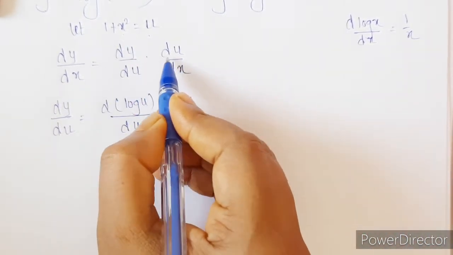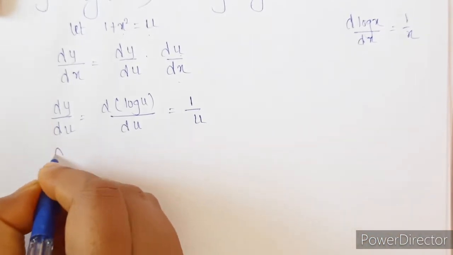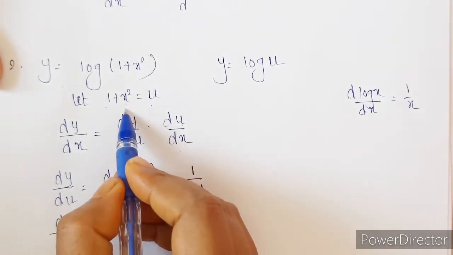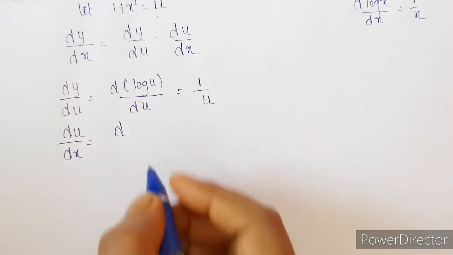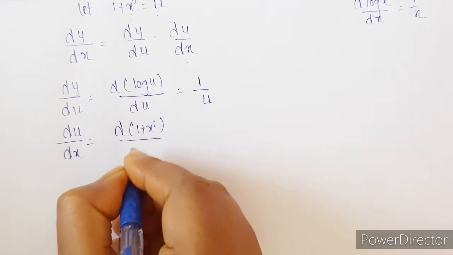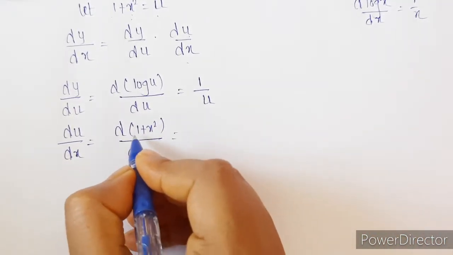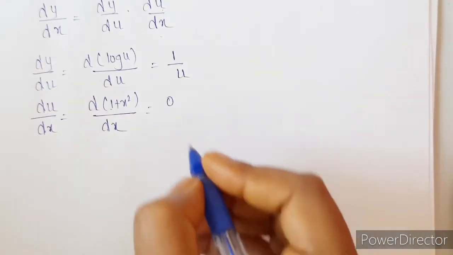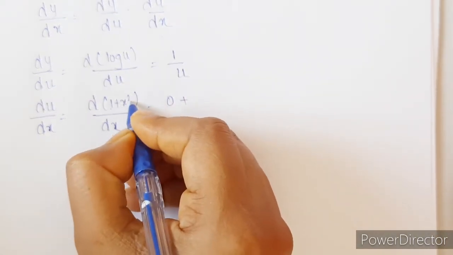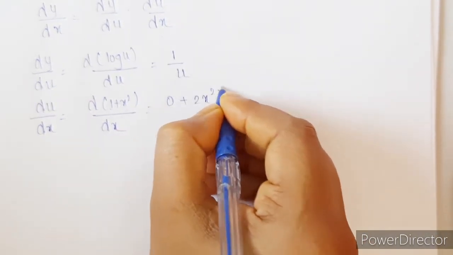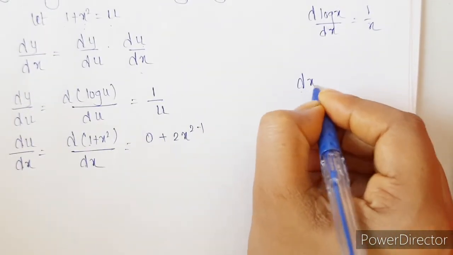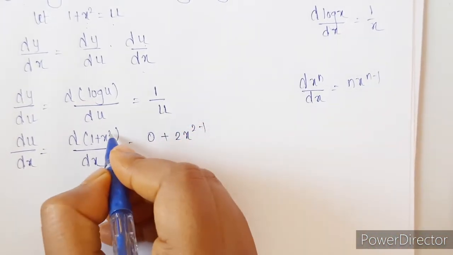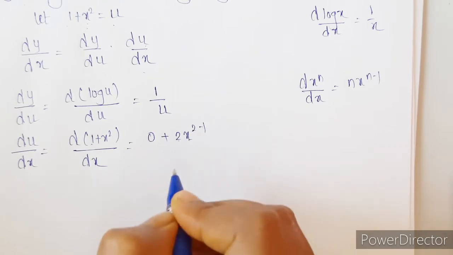So we got this. Next is derivative of u with respect to x. Now in this case u is 1 plus x square, the substitution. So it is derivative of 1 plus x square with respect to x. Derivative of 1 is 0, derivative of any constant is 0, plus derivative of x square. Now power here is 2, so this will be 2x raised to 2 minus 1. So derivative of any power function is n times x raised to power n minus 1, and n in this case is 2, so it will be 2x raised to 2 minus 1.